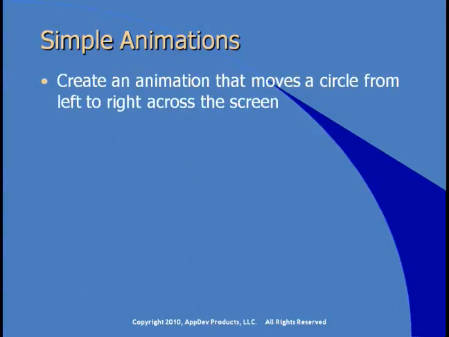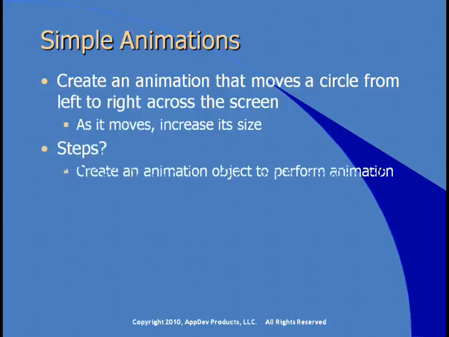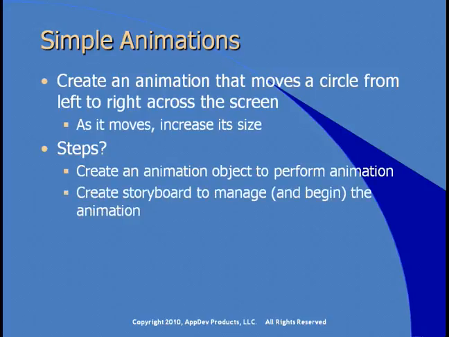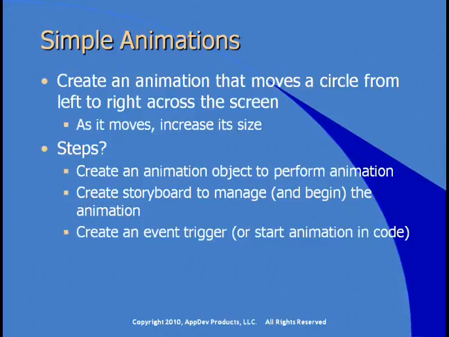Maybe you want to create an animation that moves a circle from left to right across the screen. As it moves, it increases its size. The steps would be to create an animation object to perform that animation, create a storyboard to manage and begin the animation. The animation just describes what you want to do. It's the storyboard that makes it happen. And you have to create an event trigger or start the animation in code. Something has to cause the animation to start running.